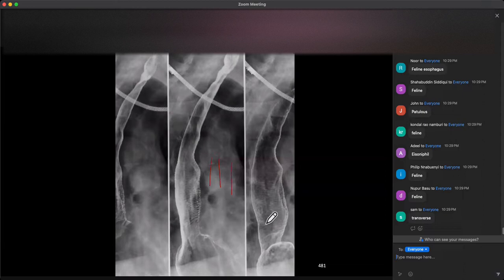So I'll give credit to Radiopaedia for this particular slide. It's not one of mine, and it was given by Dr. Evan Stein, and you can find it under feline esophagus in Radiopaedia. But it's fairly typical of eosinophilic esophagitis.